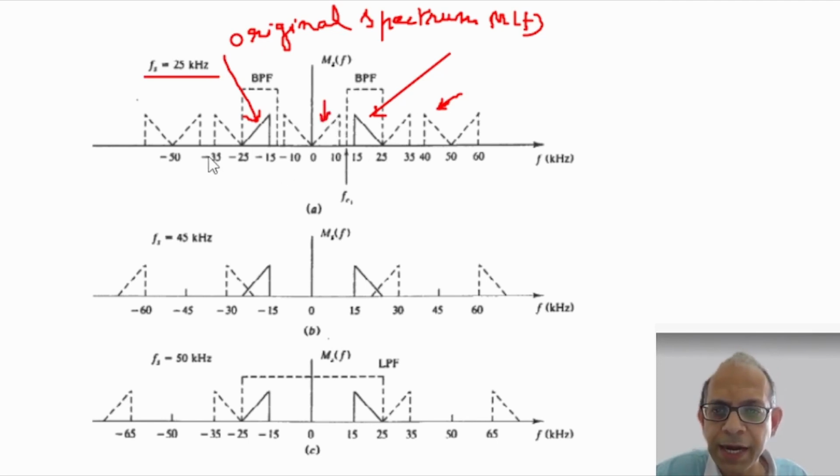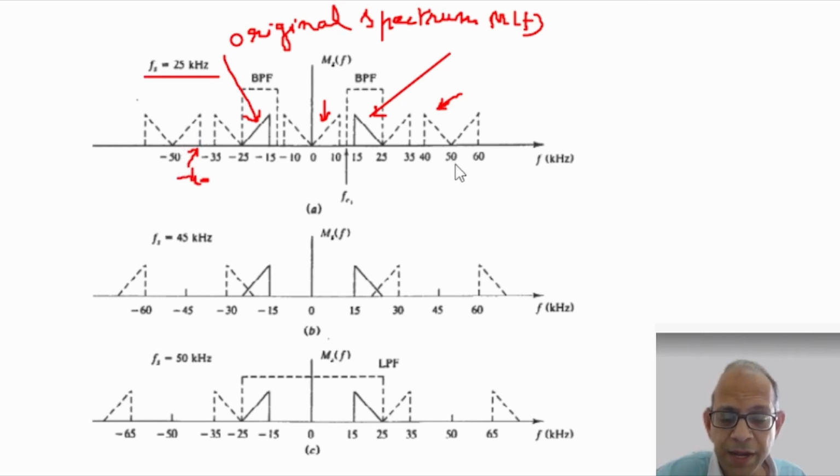Now if we look at the negative part with respect to minus 25 kilohertz, we get the copy of the spectrum from minus 25 plus 15 to minus 25 plus 25, which is from minus 10 to 0. Similarly, from minus 25 minus 15, which is minus 40, to minus 25 minus 25, which is minus 50. So we get this copy.